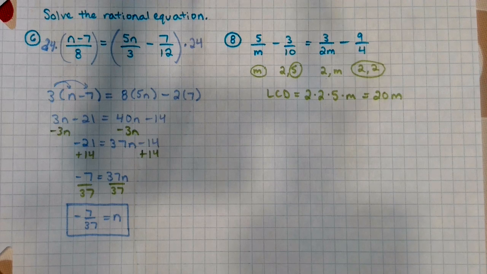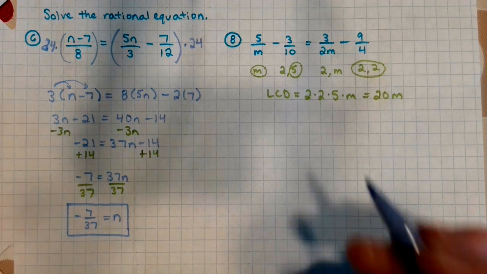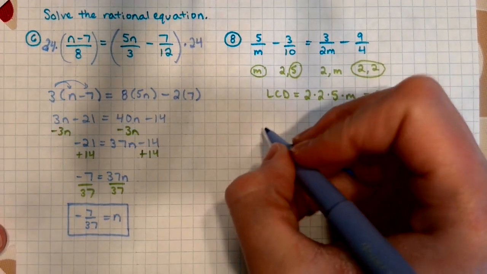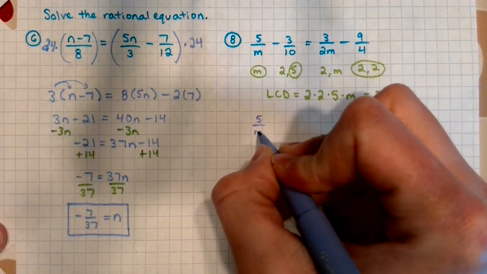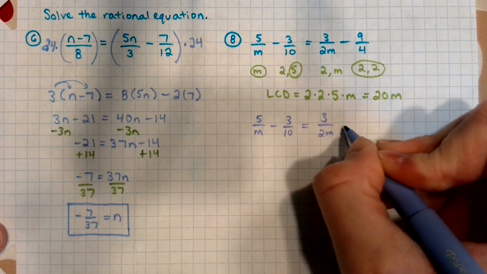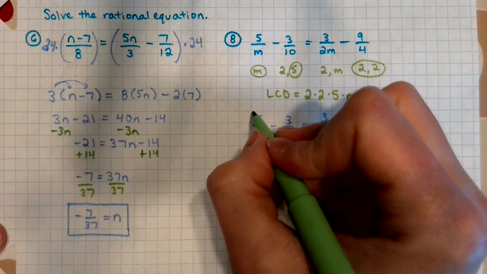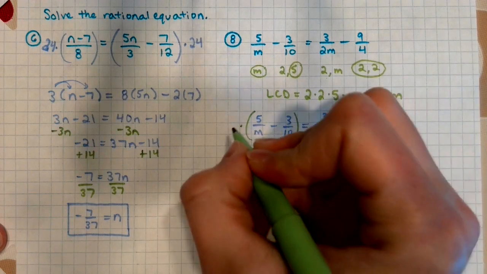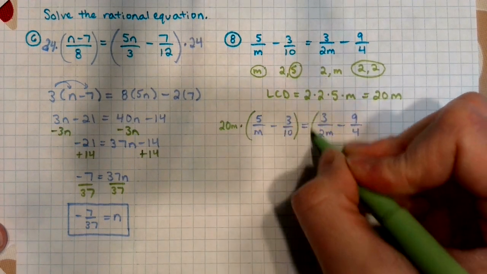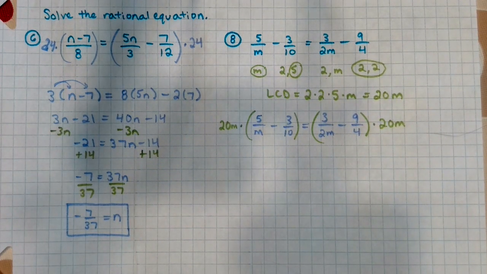So that's what we're going to multiply each side of this equation by in order to eliminate the denominators and be left with, again, an equation with variables on both sides. Rewriting this equation, we have 5 over m minus 3 over 10 equals 3 over 2m minus 9 over 4. Again, we're going to multiply each side by our least common denominator. And then we're going to start doing some canceling.